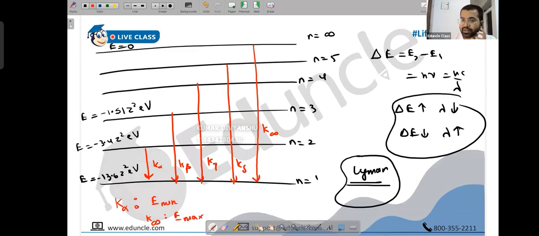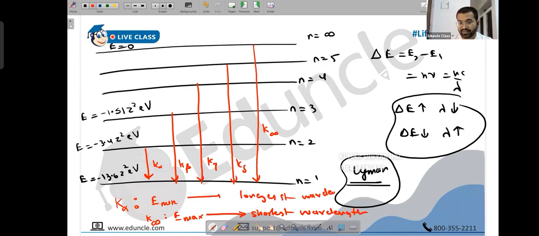If you want to find the shortest wavelength, which transition will give you the shortest wavelength? K infinity, no? Because we just learned energy is inversely proportional to wavelength. If energy emission is maximum, then wavelength will be minimum. So this case will give you the shortest wavelength, and this case will give you the longest wavelength of the Lyman series. Longest wavelength of Lyman, shortest wavelength of Lyman. That's important, and now I think it's logical.